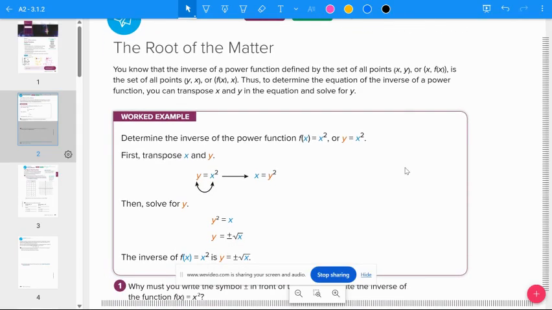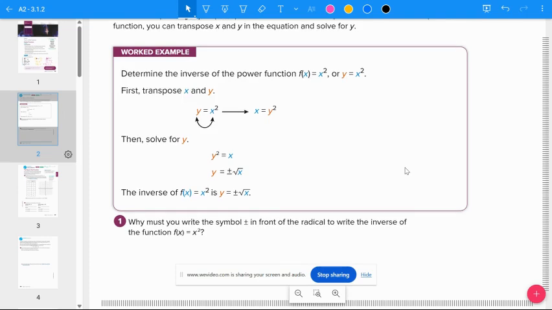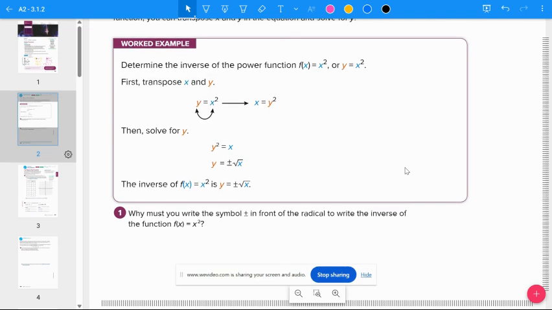So the root of the matter on the next page, it says, you know that the inverse of a power function defined by the set of all points (x, y), or (x, f of x), because remember y and f of x are the same thing, is the inverse, or (y, x). So to determine the equation of the inverse of a power function, we can transpose, or switch, x and y again. In the worked example, they show that if we started off with y equaling x squared, we switch x and y and get x equals y squared. Then we solve for y to get y alone. So the inverse of that function is equal to the positive or negative square root of x.